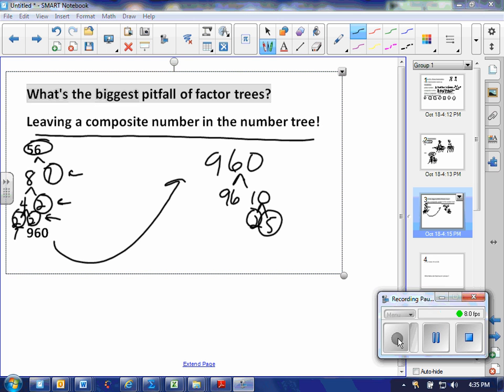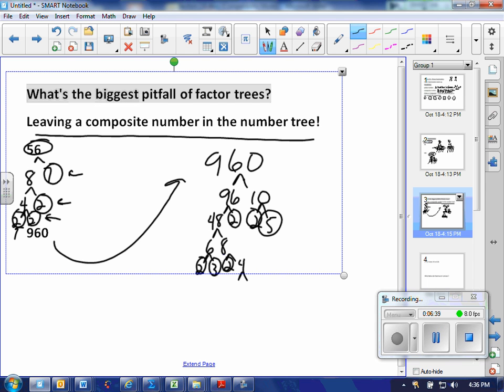Now, 96. This one may take you just a little bit, but another important thing is to think of divisibility rules. It's an even number. I can divide it by 2. That's always the easiest one to do. So if I divided that by 2, that would be 48 and 2. 2 is prime, so I can circle it. Now, 48, I can break that down more. I'm going to go 6 and 8. Neither of those are prime. Break down 6 with 2 and 3. Circle those because both of those are prime. 8, 2 and 4. 4 can be broken down with 2 and 2.